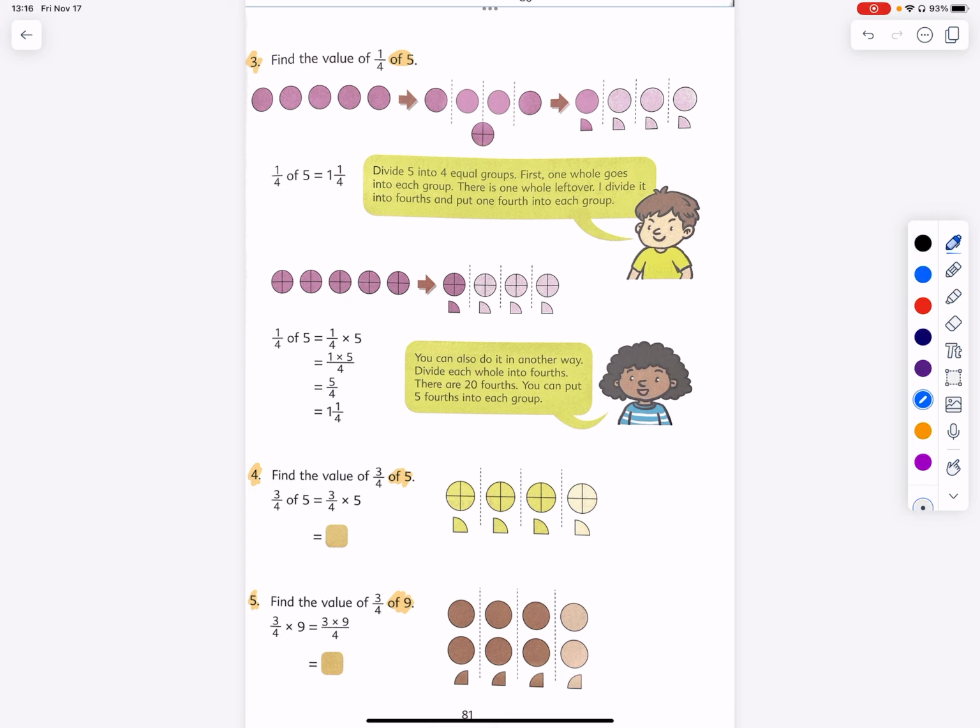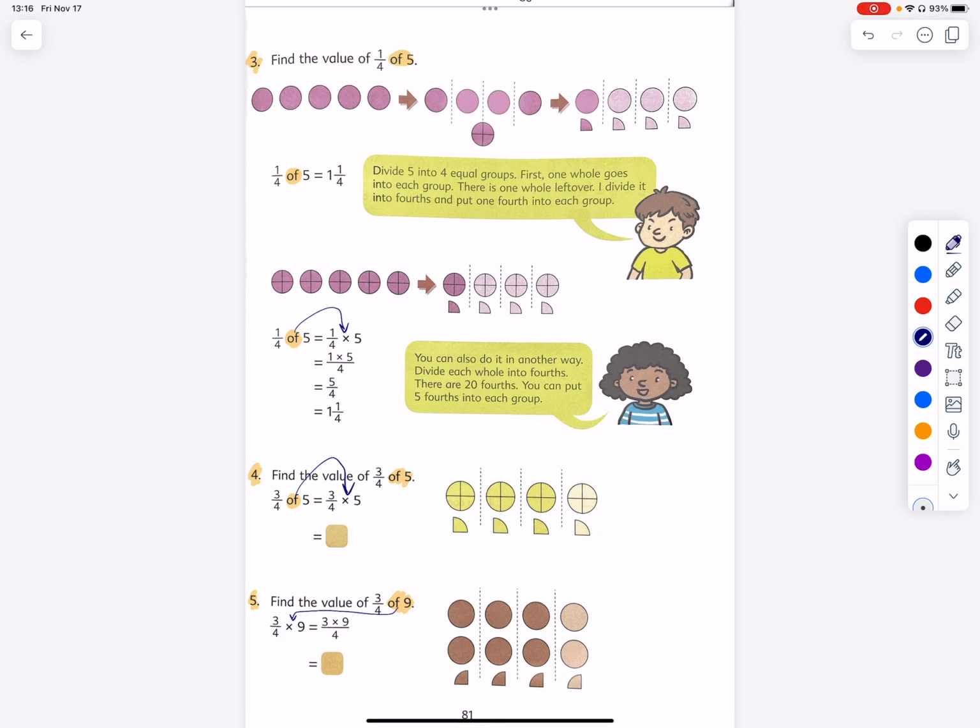Again, I don't want to show too many ways of doing this, but I want to emphasize that when we are looking at a part of something, in mathematical terms, we're actually translating it into multiplication by a fraction, okay?